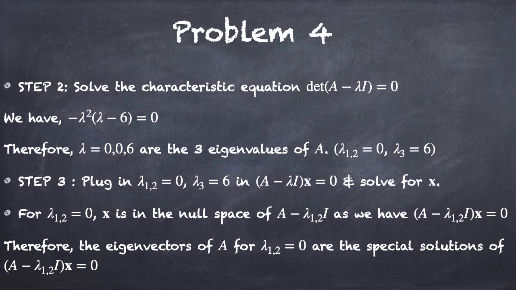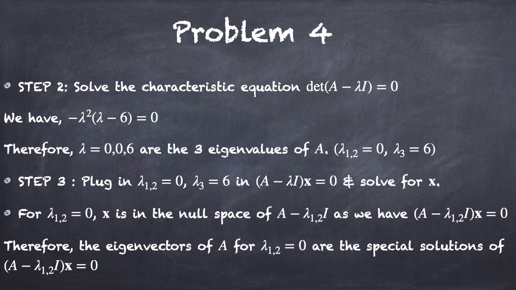So the next step is to find the eigenvectors. All I do is plug in the first eigenvalue lambda 1,2 equals 0, and then solve for x. As we notice, x is in the null space of A minus lambda 1,2 I, as we have A minus lambda 1,2 I x equals 0. So to find x, we have to obtain the special solutions of x in order to get the eigenvectors of the matrix A minus lambda 1,2 I.